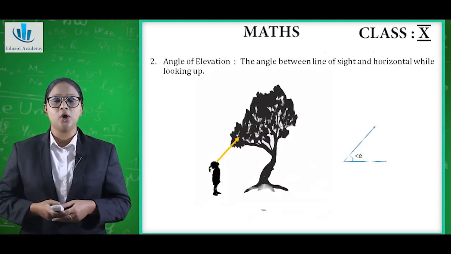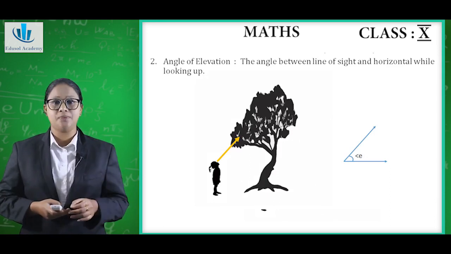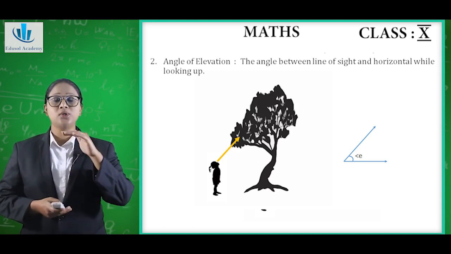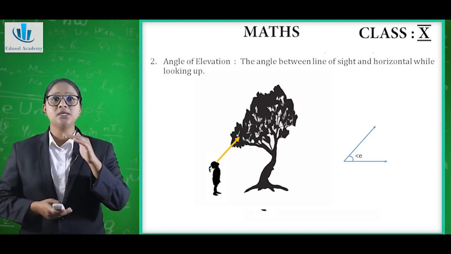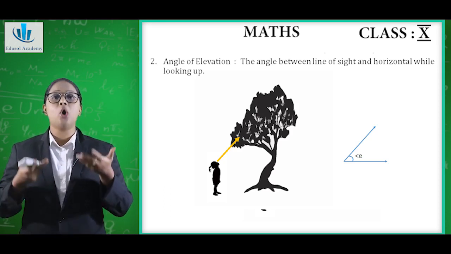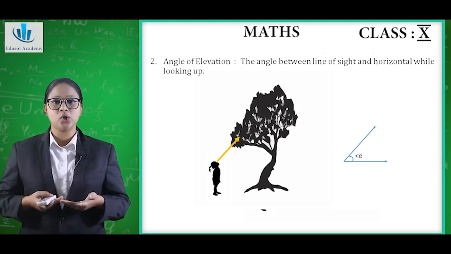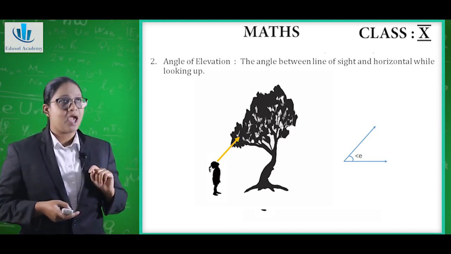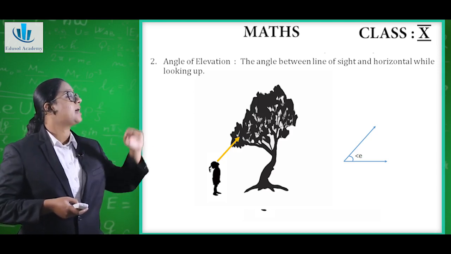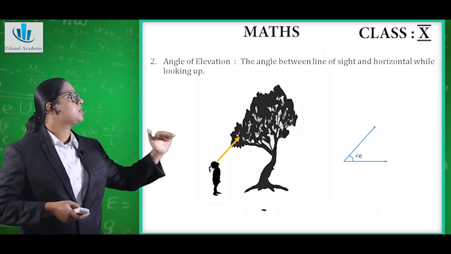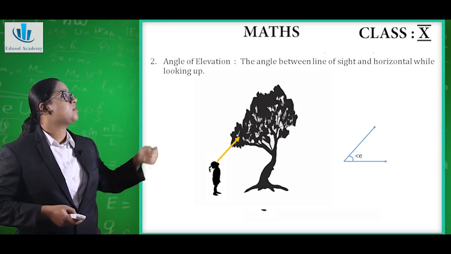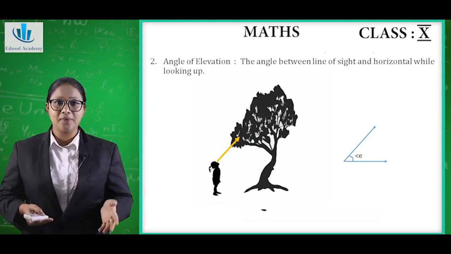Now the second terminology is angle of elevation. Angle of elevation is the angle that is being made between the line of sight and the horizontal while a person is looking at something above him or her, as in above the horizontal. So for example, I am looking at an object on the roof. So my line of sight will be like this, and this is the horizontal line. Angle of elevation will be made between this line of sight and horizontal. I hope I am clear.